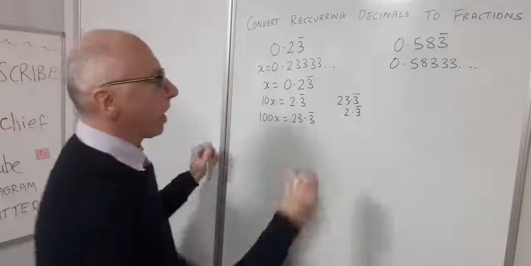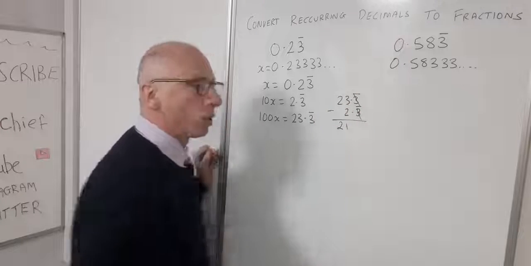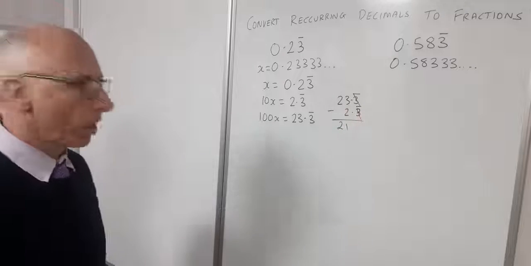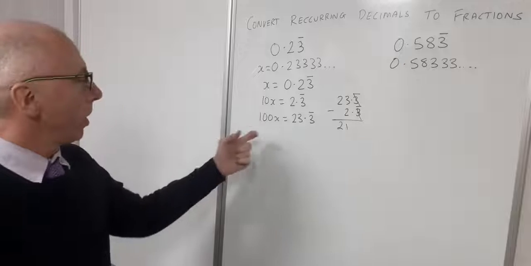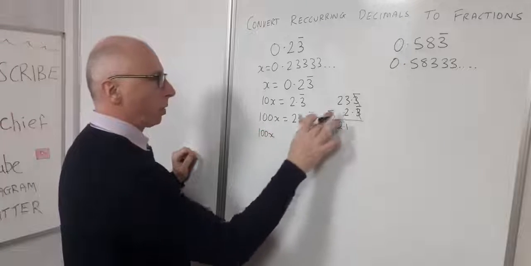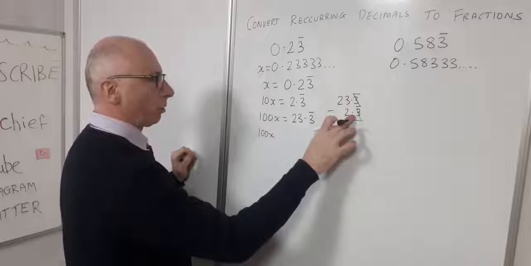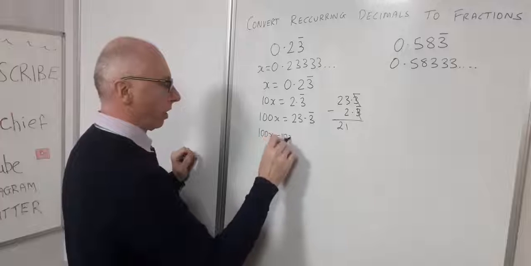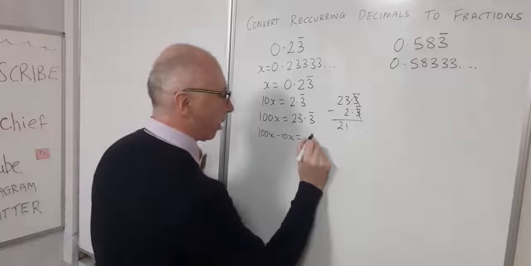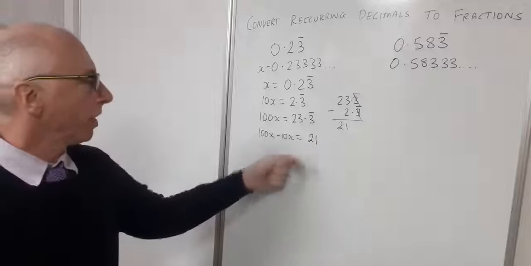So now if we subtract these, you'll see now these will cancel out and we're left with 21. So that's ideally what we want. We want to cancel out some of our recurring fractions. So let's do that. So here I've got 100x, which would be my 23.3 recurring, and subtract my 10x, which is the 2.3 recurring. So when I do that, I'll just be left with 21. And I've got a nice whole number. That's what we always want to try and find, a whole number.